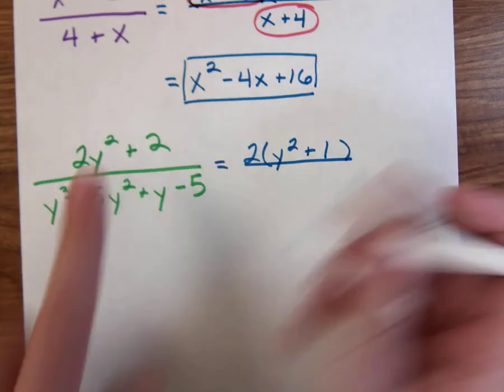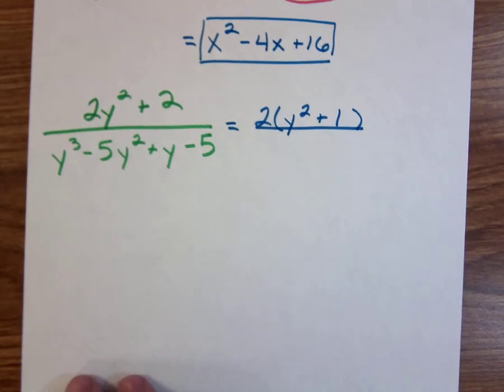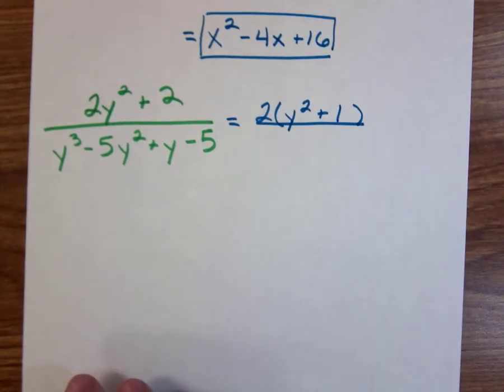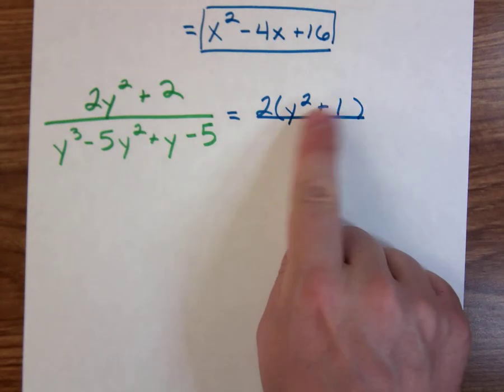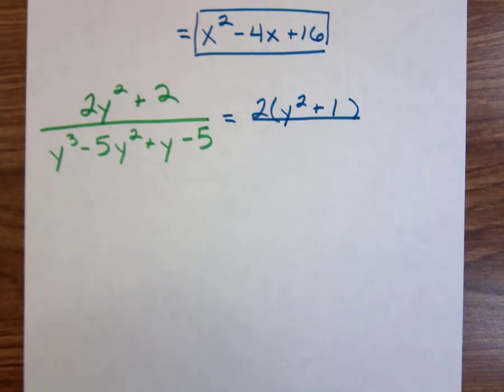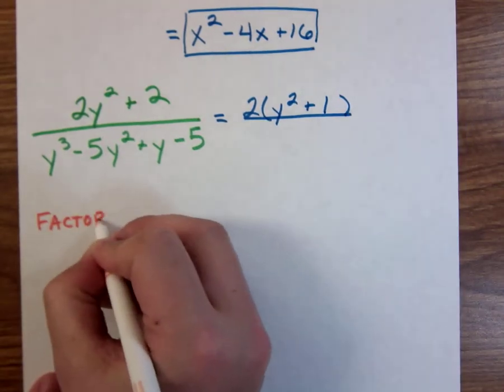Can y squared plus 1 factor? It looks like it could, but because that is a plus sign and not a minus sign, it can't. If you've got 2 perfect squares, there has to be a minus sign in between. So that one can't factor. I'm done. Okay? But I am going to need some space to factor the denominator.